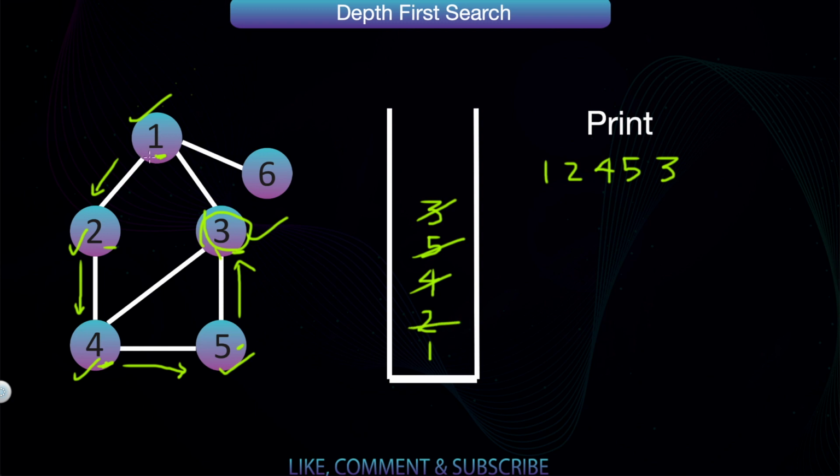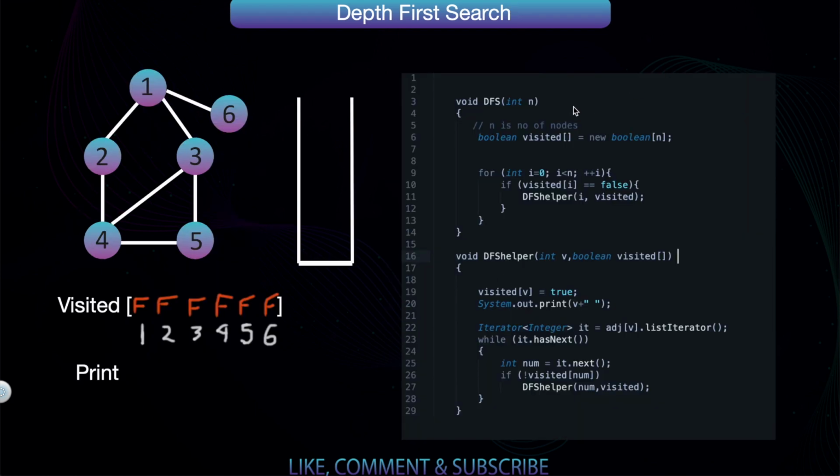And then we are at 1. 2 and 3 are visited, but 6 is not visited, so we travel to 6, and then we add 6 to the stack and we print 6. Then we see that for 6 all the neighbors are visited, so we pop it. Similarly we pop 1, and this is our final traversal result. So let's look at the code.